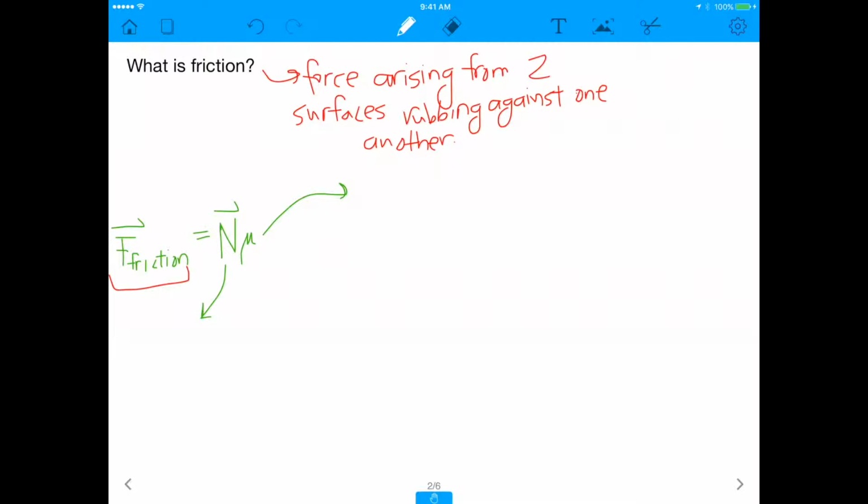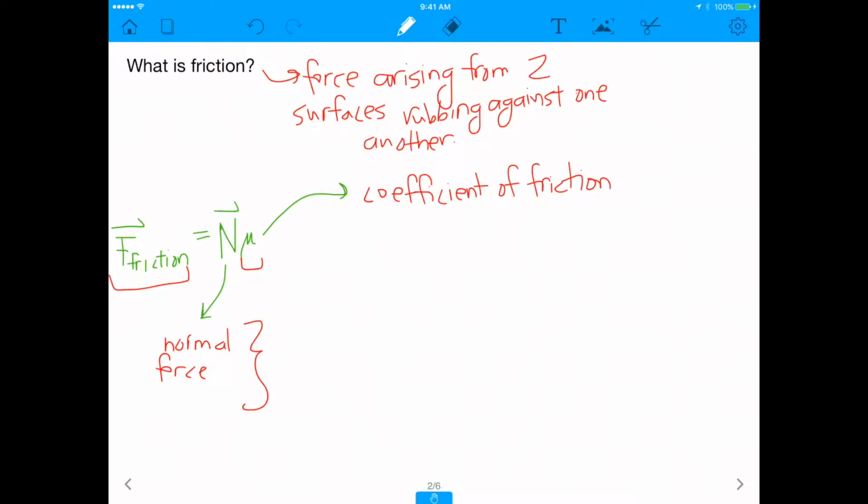The quantification of friction is given by this handy formula. The frictional force is equal to the normal force, which I'm going to go over, times this thing called mu, and mu is known as the coefficient of friction. First of all, let me talk about both of these.